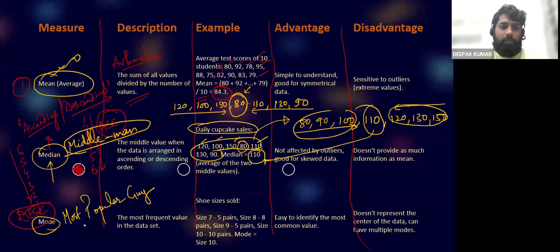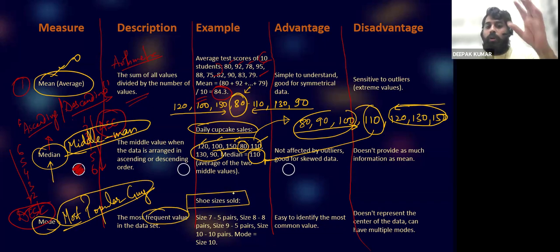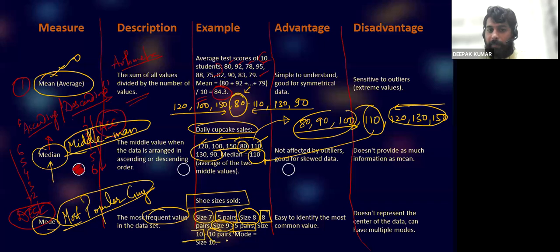Where were we? Yeah, we were at mode. Mode says most popular guy. Most popular means most frequently occurring things in a data set. And here, if I go for the example, it is representing shoe sizes sold till date. It says size number 7 has been sold by 5 pairs. Size number 8, 8 pairs are sold. Size number 9, 5 pairs are sold, and similarly for size number 10, 10 pairs are sold.